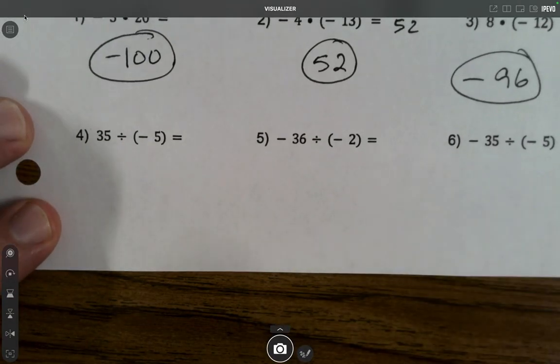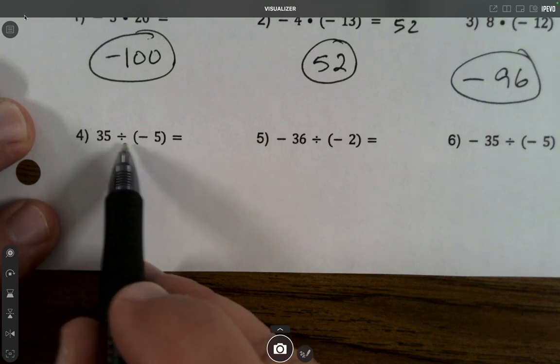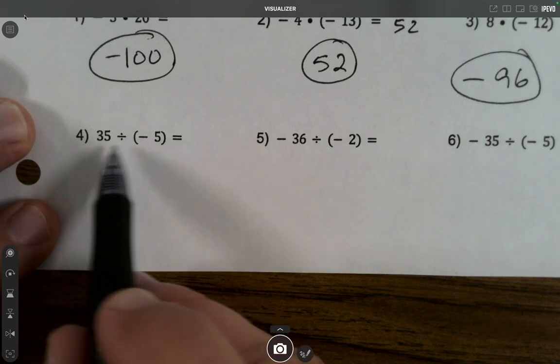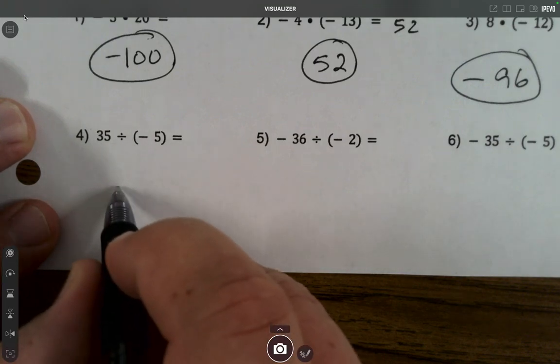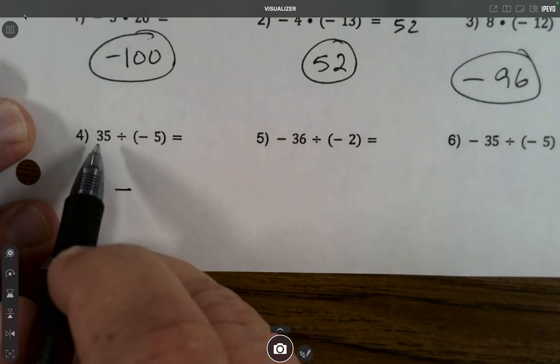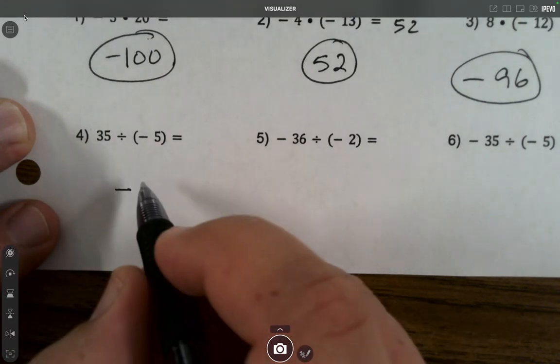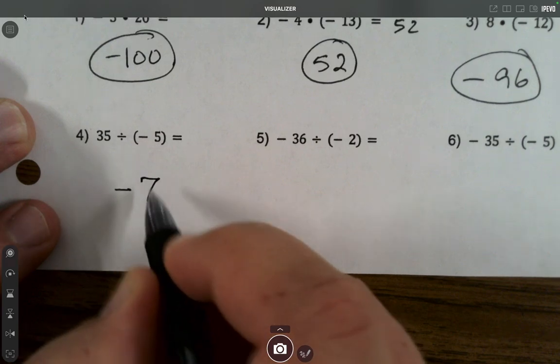Number 4, 35 divided by negative 5. So we have opposite signs or different signs. So I know my answer is going to be negative. And 35 divided by 5 will give me 7.